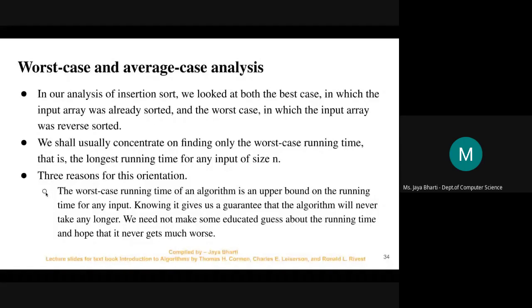The first reason is that the worst case running time of an algorithm is the upper bound on the running time for any input. If we have computed the worst case, then we can say that whatever input we give, it will not take more than that time. So we are going to get the upper bound, and knowing it gives us a guarantee that the algorithm will never take any longer. Whatever input you give, it will always be computed within the upper bound.